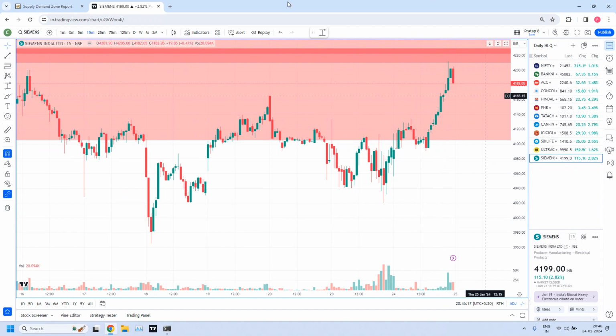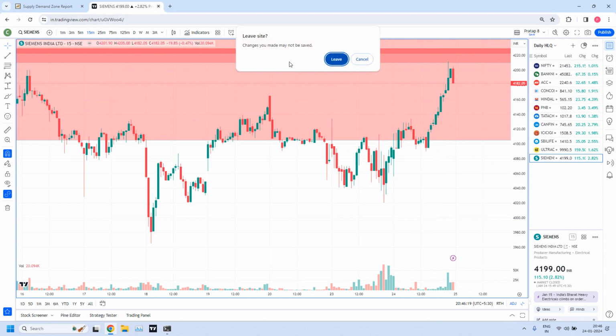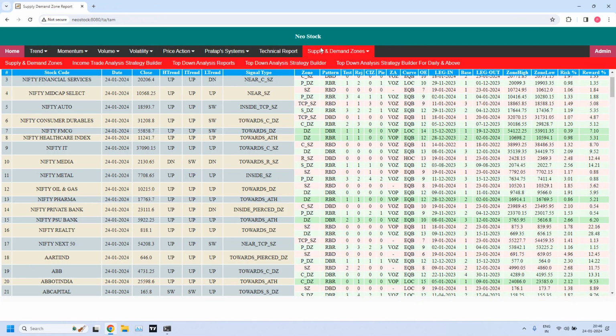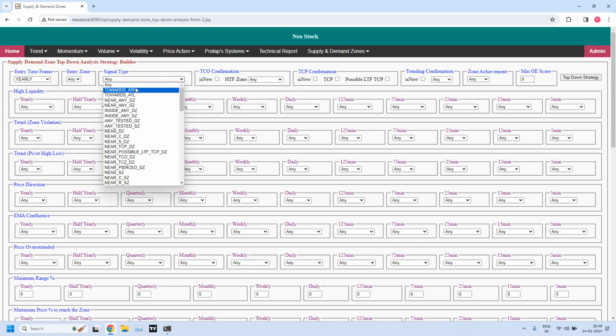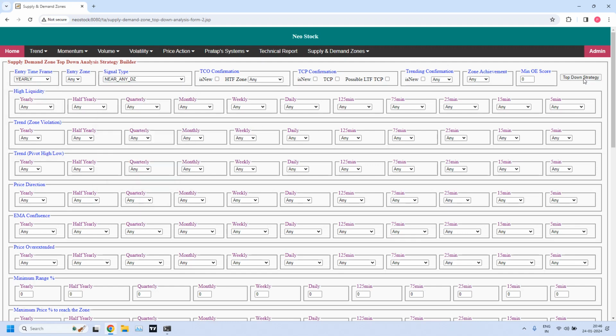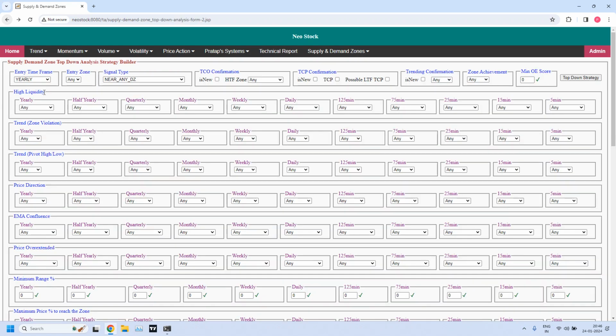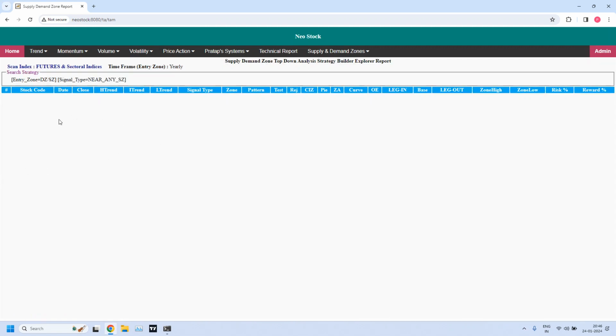Now let us analyze stocks near supply and demand zones for all these stocks, for all the time frames, starting from yearly. So the entry time frame is yearly. Let us find the stocks near the yearly demand zone. There are no stocks available. Now let us find the stocks near the yearly supply zone. Here also we did not find any stocks.